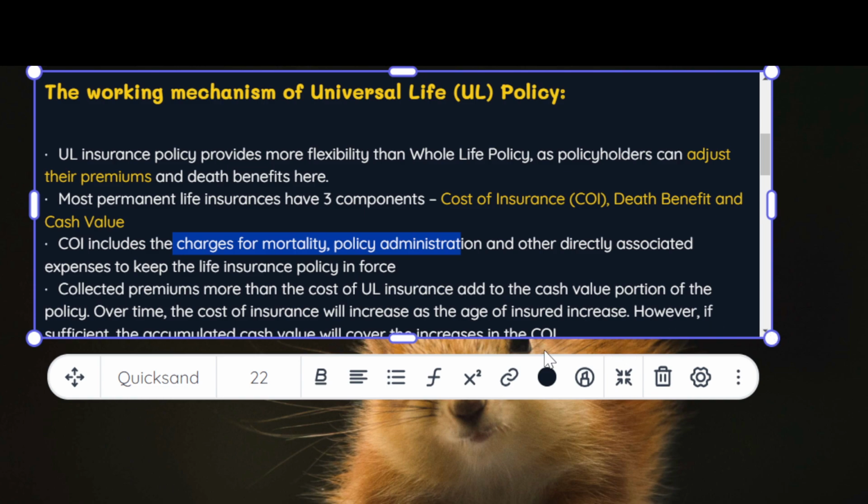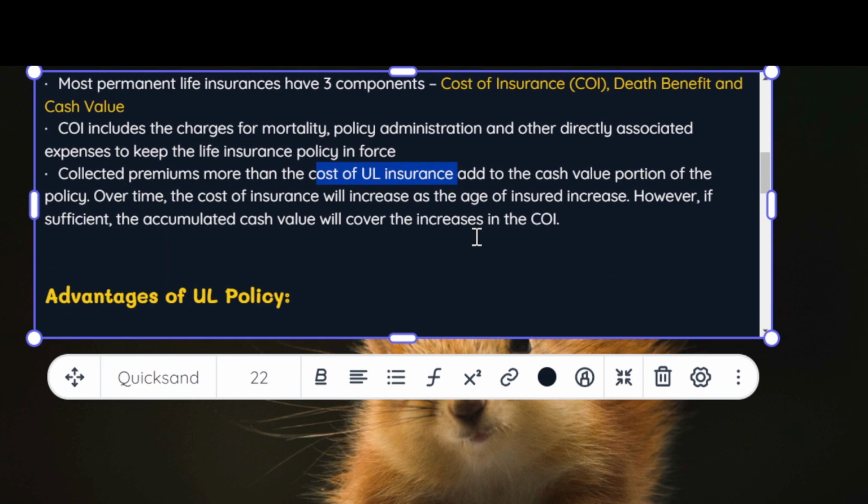Now, collected premiums more than the cost of insurance will add to the cash value and to the death benefit, basically, right? And the other thing we all need to know is, as the age of a person increases, your cost of insurance will increase, right? Because the chances of you facing different kinds of diseases will also increase, or basically the chances of you facing death will also increase. So obviously the company increases the cost of insurance component.